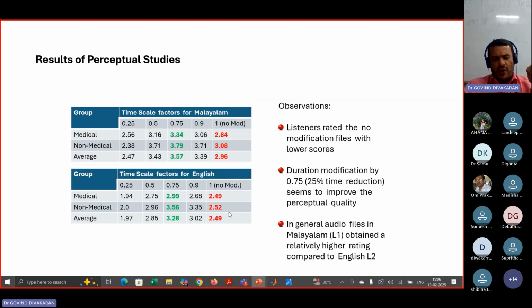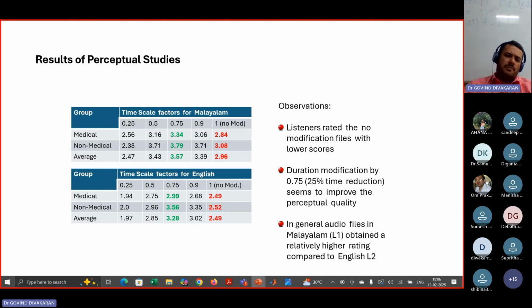We did the study among the medical group, and also among the non-medical group. The speech files that we generated, we call them stimuli, for various duration modification factors. And we also included no modification, which is a modification factor of 1. That means the original samples were also included in the stimuli to be evaluated.